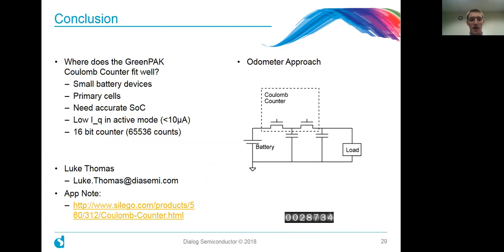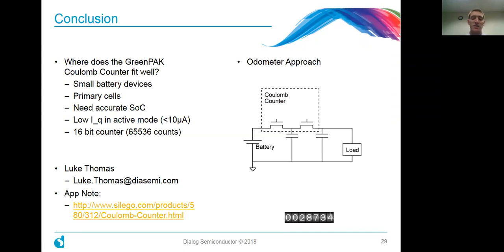So let's look at the GreenPAK Coulomb counter. Where does it fit well? It typically fits well in small battery devices. So these are the kind of IoT nodes that are going to be sitting out and have extremely low current consumption. And there's a reason for this. They also work well with primary cells that have high energy density and don't need to be recharged, because as you recharge them, you kind of lose the initial value of the battery state. And they're in situations when you need an accurate state of charge. So effectively, it's just measuring the state of charge. If you have a micro and a couple of capacitors with this GreenPAK, you can measure the state of charge.